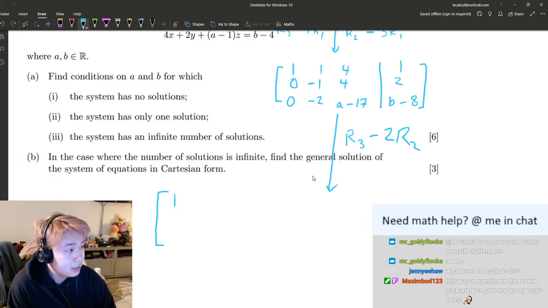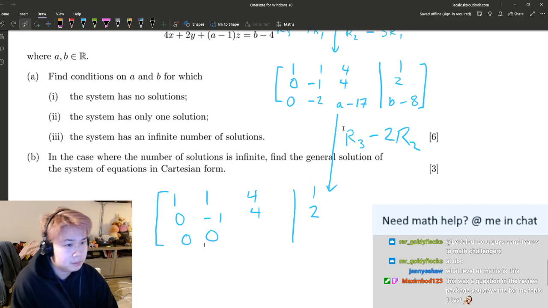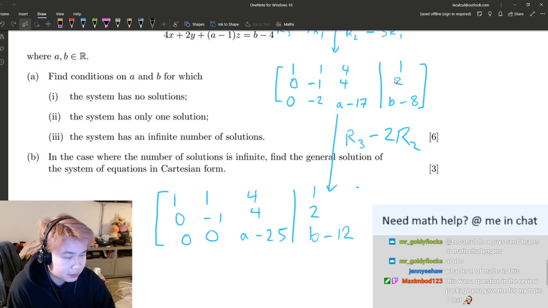So what do I get? I get 1, 1, 4, 1, 0, negative 1, 4 and 2, 0, 0. Okay, and then I have A minus 17, and 2 times 4 is 8, so negative 17 minus 8 is minus 25. And I have minus 8 minus 4, which is 12.